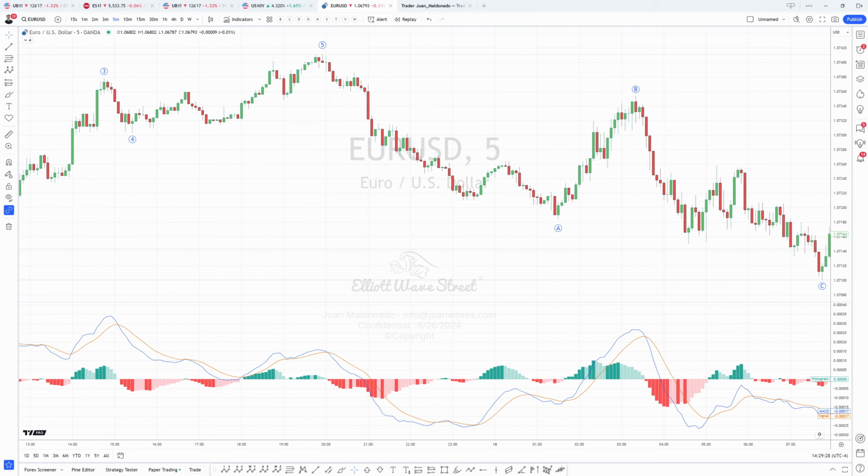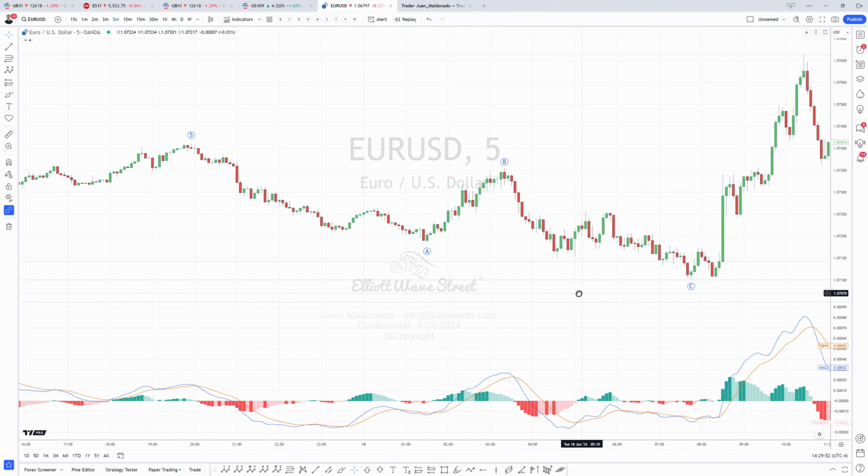A clear end of the wave because, look, we have the divergences as well. The price makes a fresh low. MACD is unable to make a lower low. This is telling that the speed of the market is starting to reduce. So that's the signal that we need to have in terms of Elliott wave to start looking for our wave 3. And here we go.